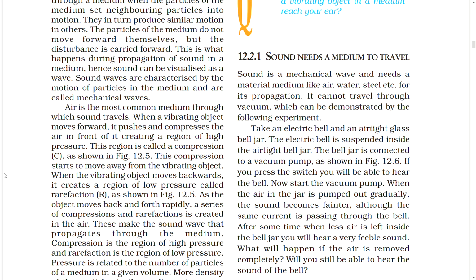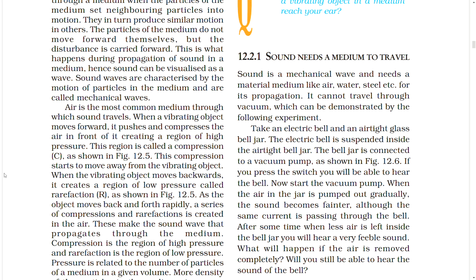When a vibrating object moves forward, it pushes and compresses the air in front of it, creating a region of high pressure. This region is called a compression, C. As shown in the figure, this compression starts to move away from the vibrating object. When the vibrating object moves backward, it creates a region of low pressure called rarefaction, R, as shown in the figure. As the object moves back and forth rapidly, a series of compressions and rarefactions is created in the air. This makes the sound wave that propagates through the medium.